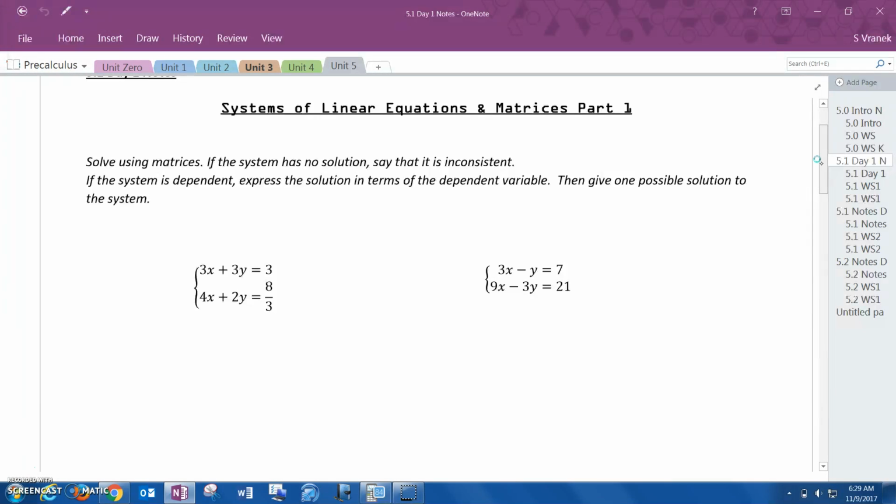Now, there are some situations that you have to recognize, though. If the system has no solution, we'll say it's inconsistent. And then if it is dependent, it's basically infinitely many solutions, but it doesn't mean you can pick any solution, and I'll talk about that in a second. If it's dependent, express it in terms of the other variables, then give one possible solution.